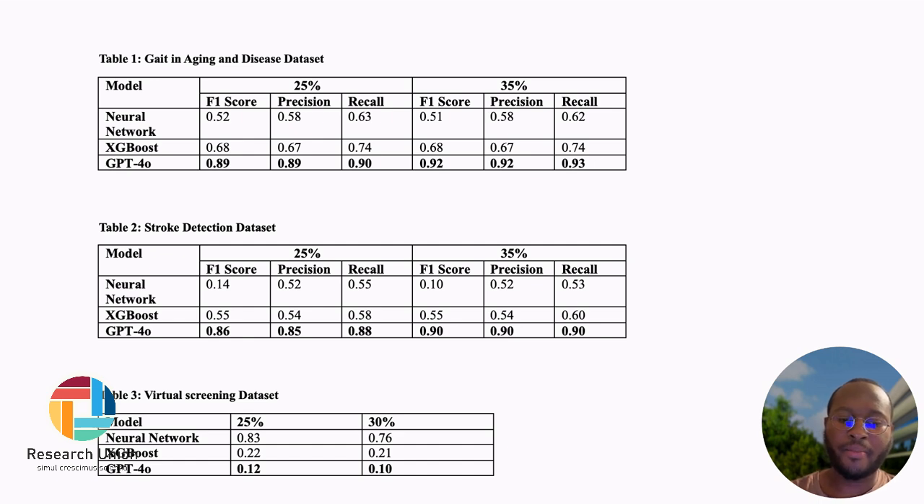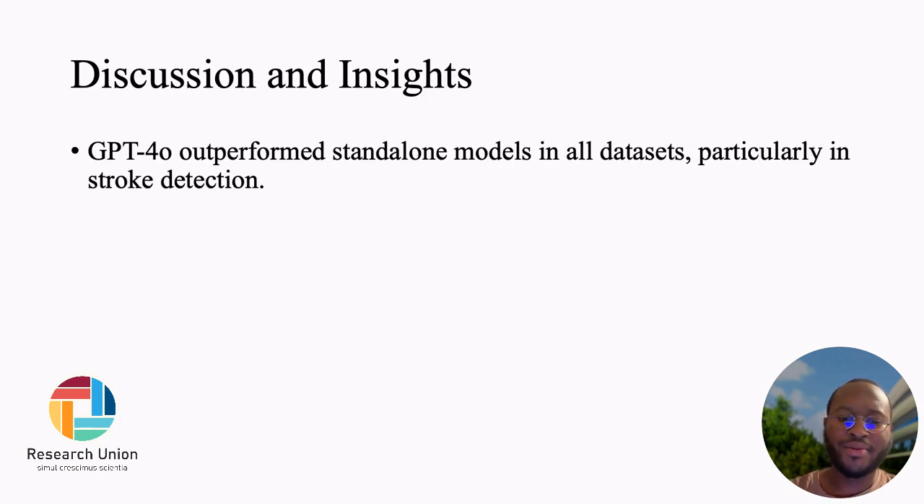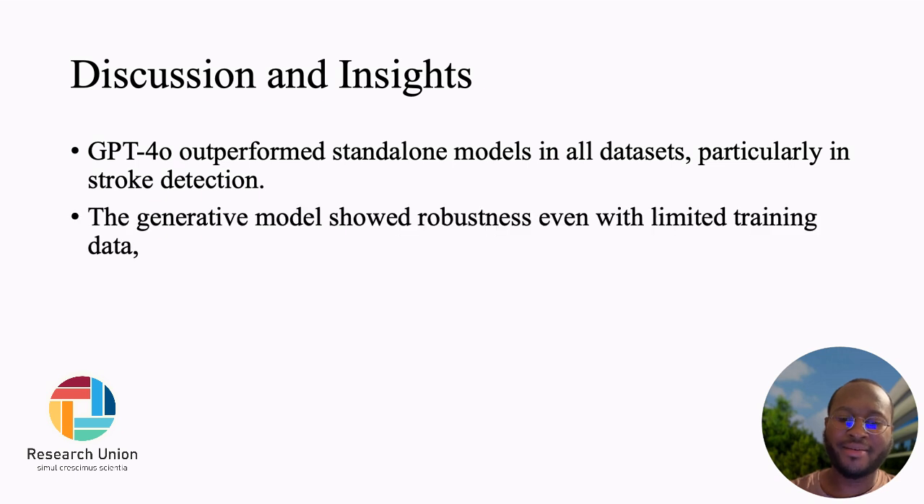Overall, I observed remarkable performance for the generative model. As I said, the generative model outperformed due to this cross-domain knowledge. Remember, that is what I'm trying to exploit, and it worked for this particular setting of mine. It showed really remarkable robustness even when the dataset is limited with imbalanced classes for the stroke detection.